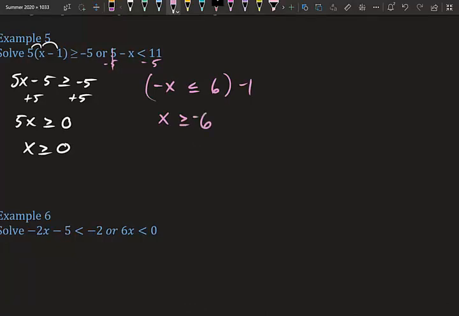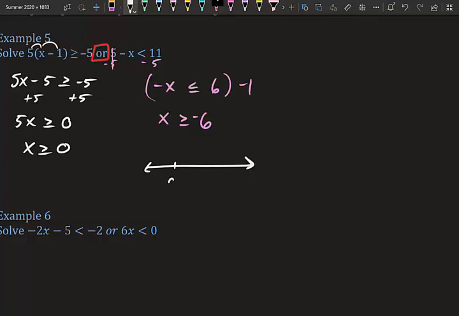Now, we should graph this, because how do we know how to write it in interval notation? This is not a compound inequality. It didn't start together. It has the word or. It's already separated. Since it's separated, we need to graph this in order to figure out how to write this in interval notation.